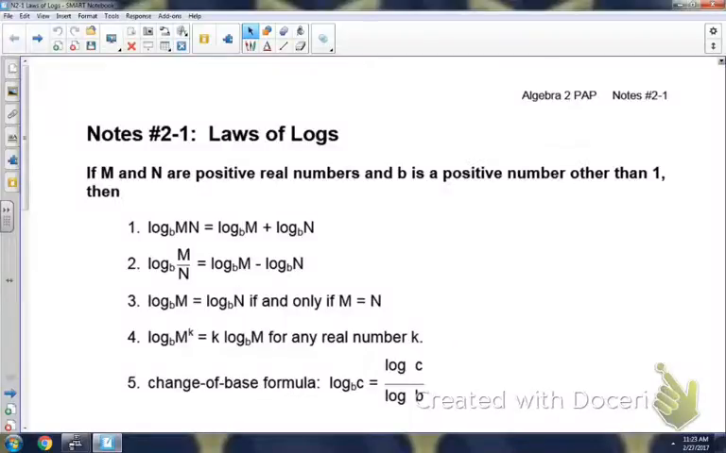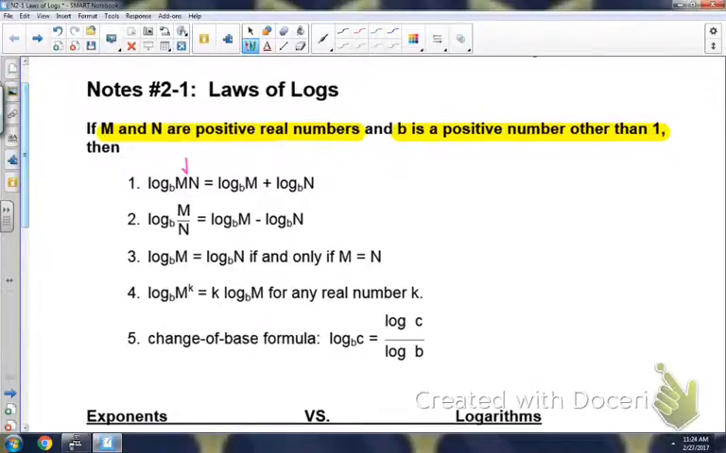Notes 2.1, we're going to be looking at laws of logarithms. They're very similar to laws of exponents, which we recently went over. So notice that it says if m and n are positive real numbers, and b is a positive number other than 1, then these laws are true.